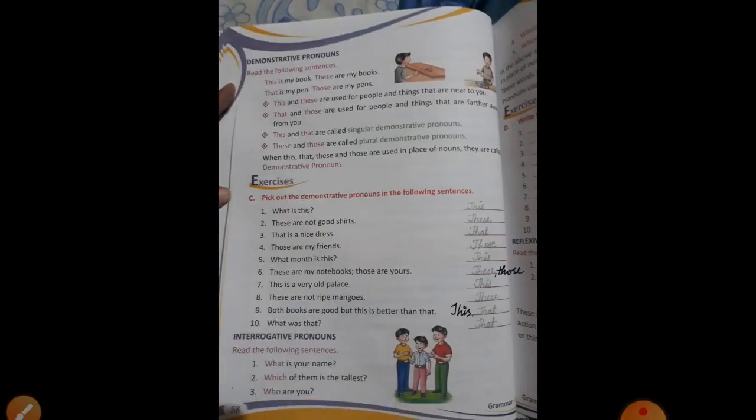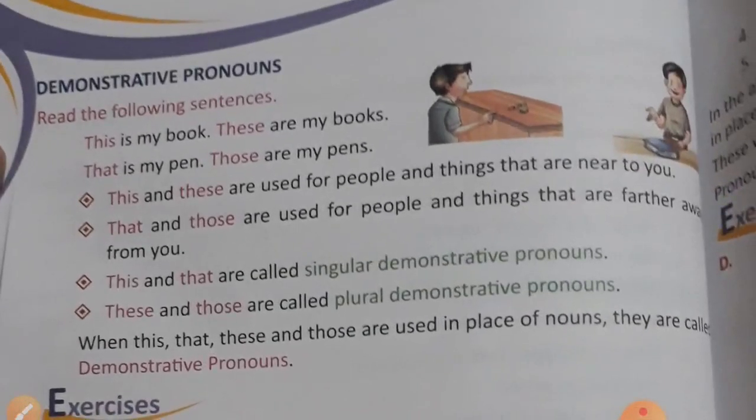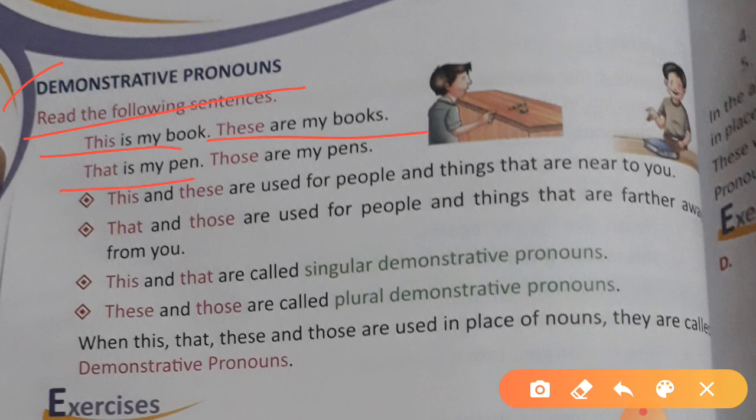Here you can see demonstrative pronouns. In my previous video I have explained pronouns. Now, demonstrative pronouns. So read the following sentences first of all. This is my book, these are my books, that is my pen, those are my pens. So this, these, that, those, इन words को हम कहते हैं demonstrative pronouns.